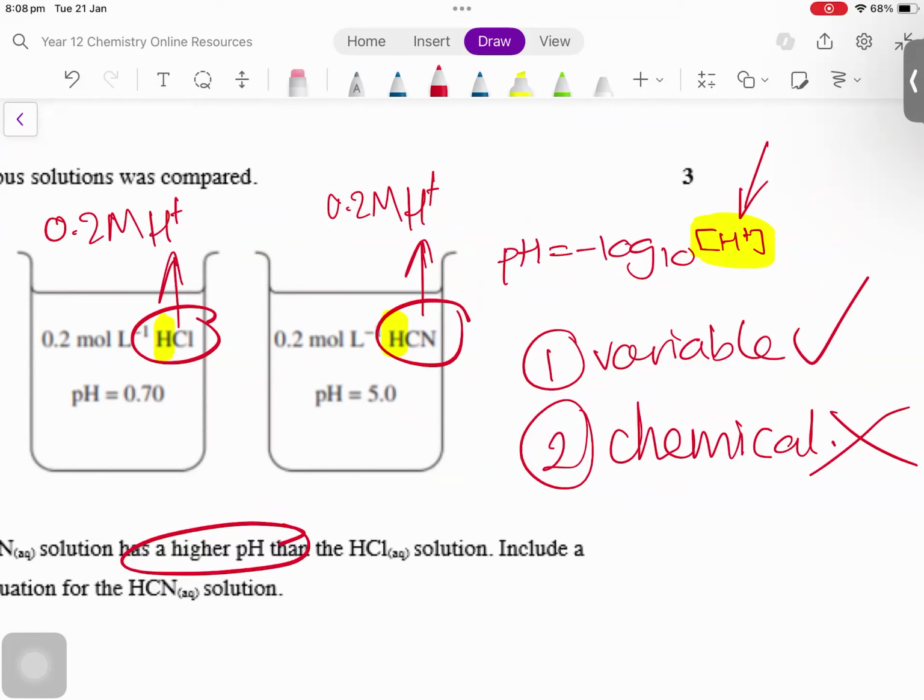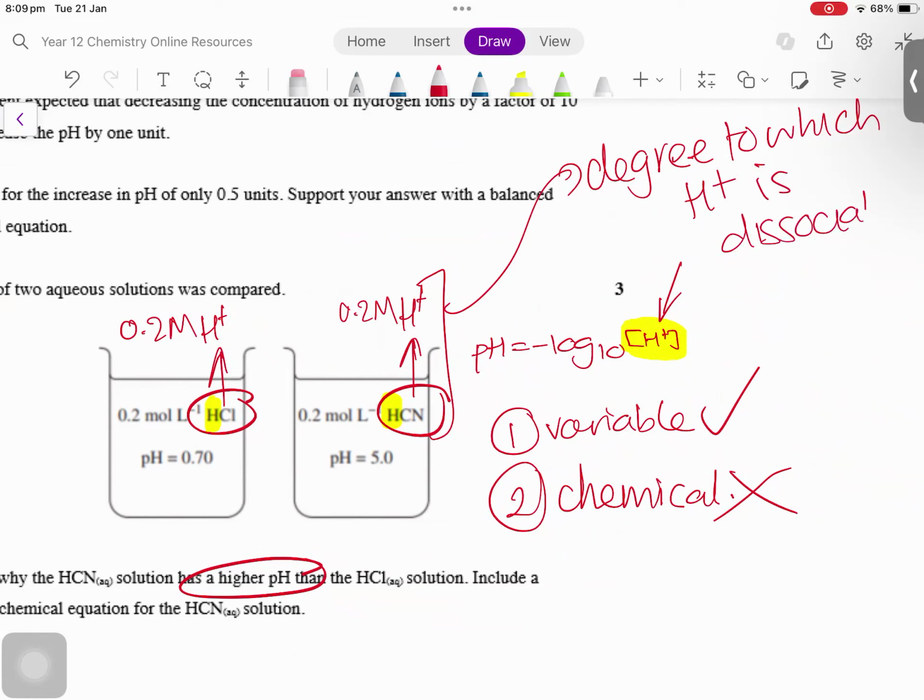Okay? So as you keep on going with your thinking, you start realizing that this has to do with the degree to which H plus is dissociated. So then you start realizing, oh, it's not about the actual concentration of the acid. It's about how much of that acid is willing to give away its H plus. Just because you have 10 doesn't mean you're willing to give away 10. Stingy person. All right? So it has to do with how much you're willing to give away. That affects what your H plus is.